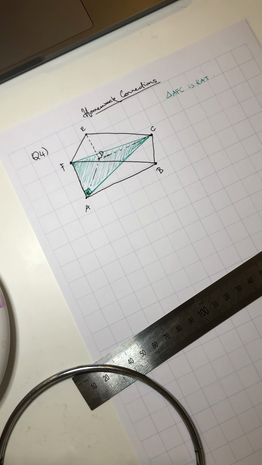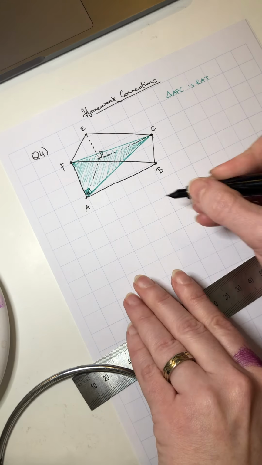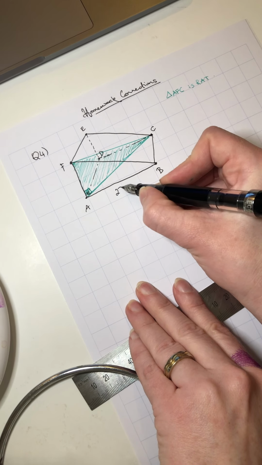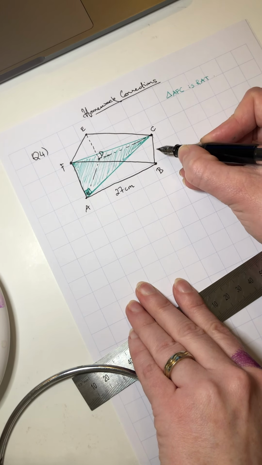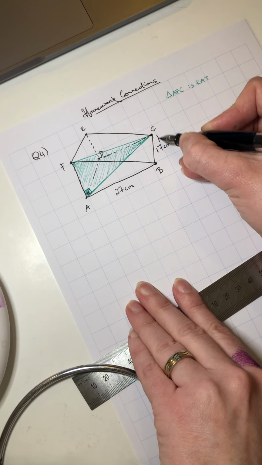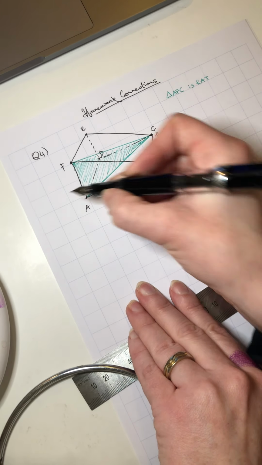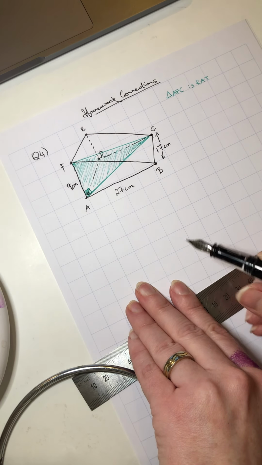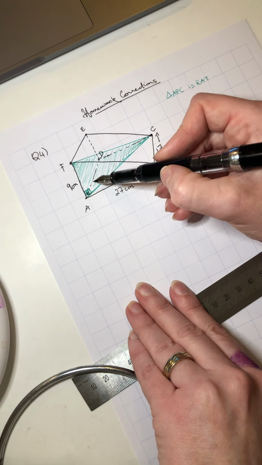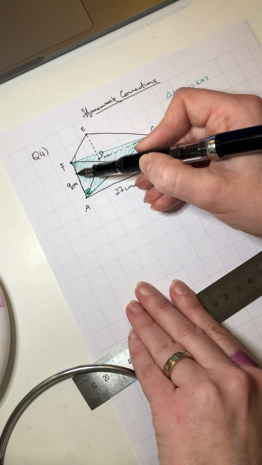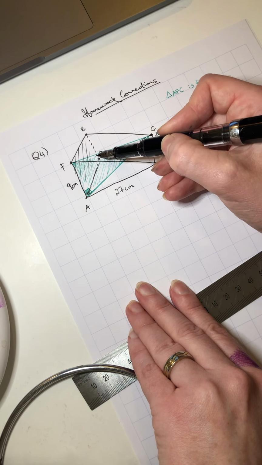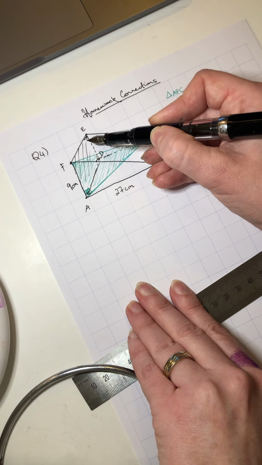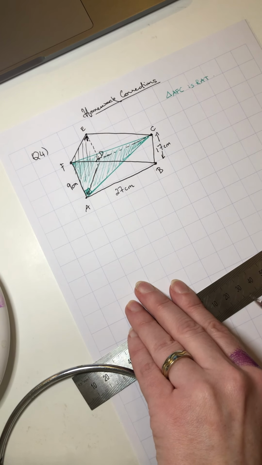Okay, the first part of the question. Oh, there's some other information. This distance is 27 centimetres. This distance is 17 centimetres, going back like that. And this height up here is 9 centimetres. They tell us that ADEF, this back shape here, is a rectangle. And that's important because it means that all of those are right angles as well.